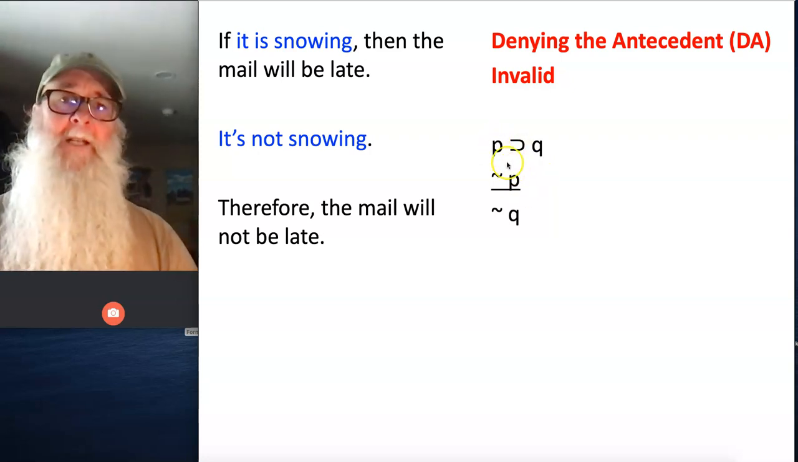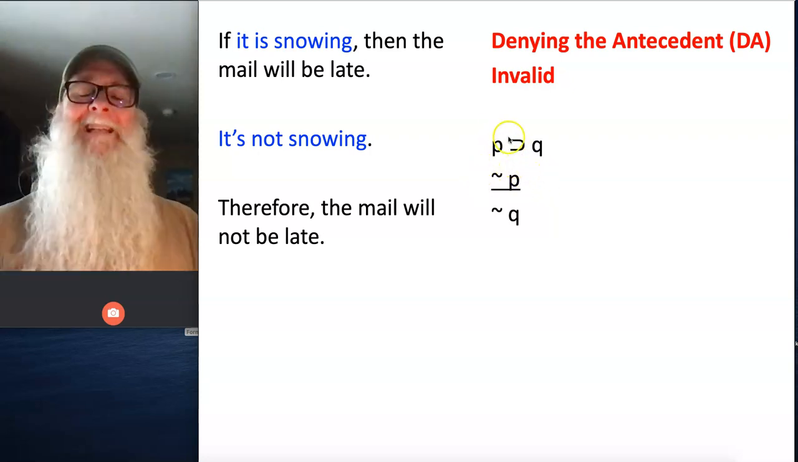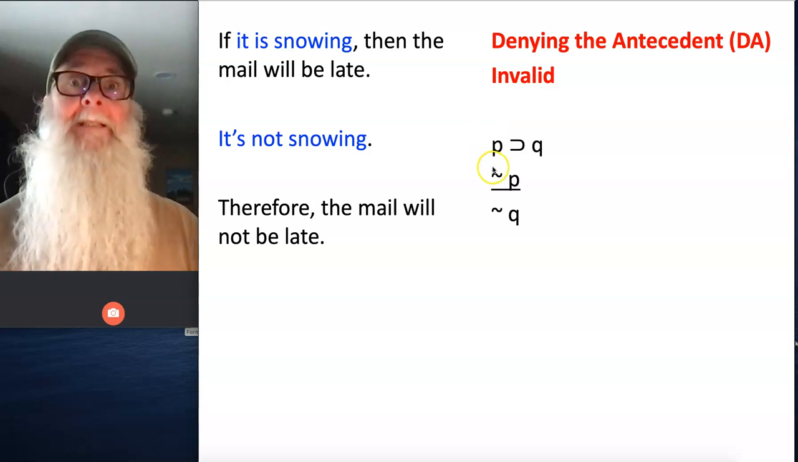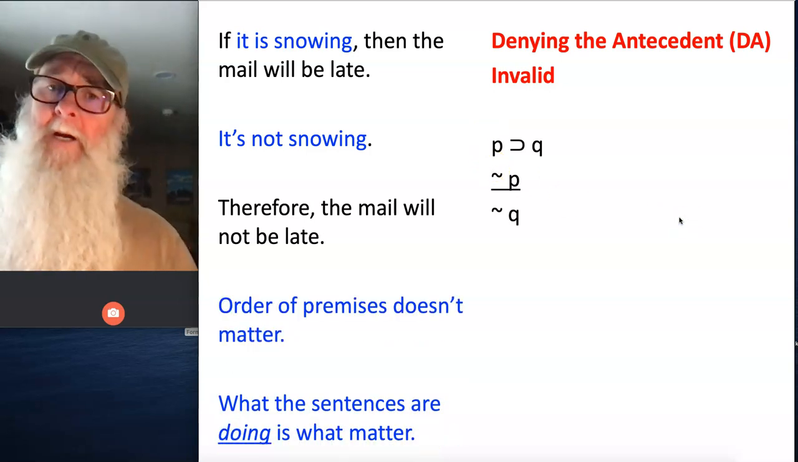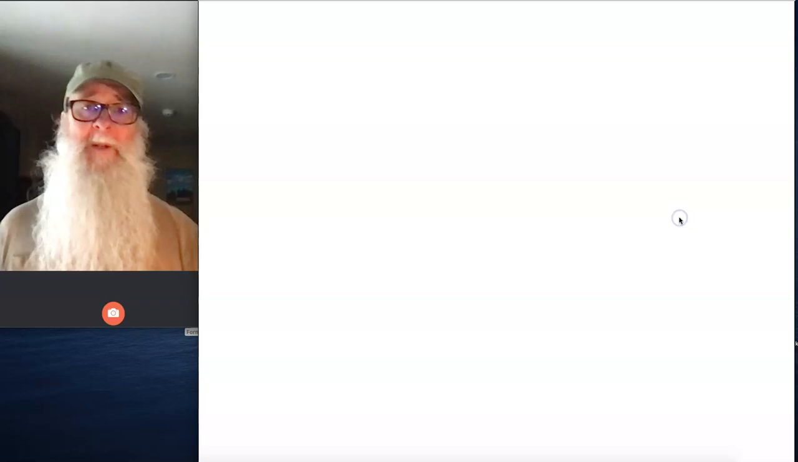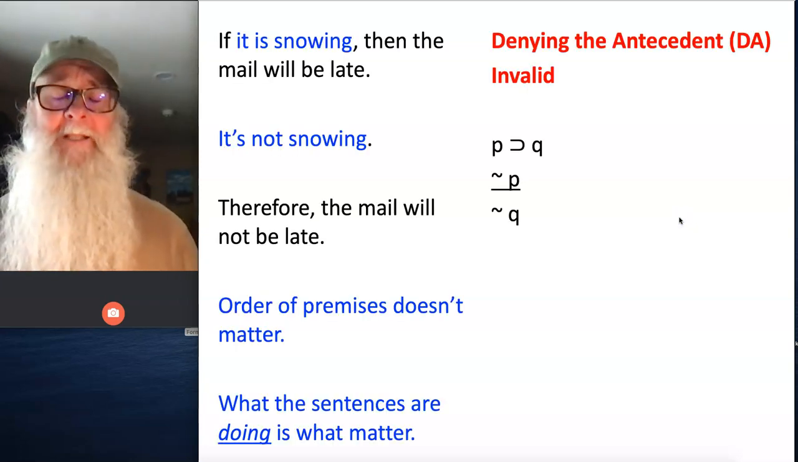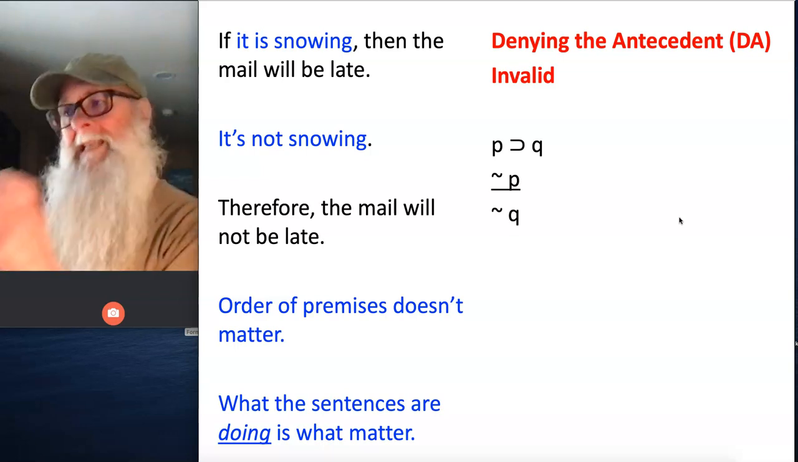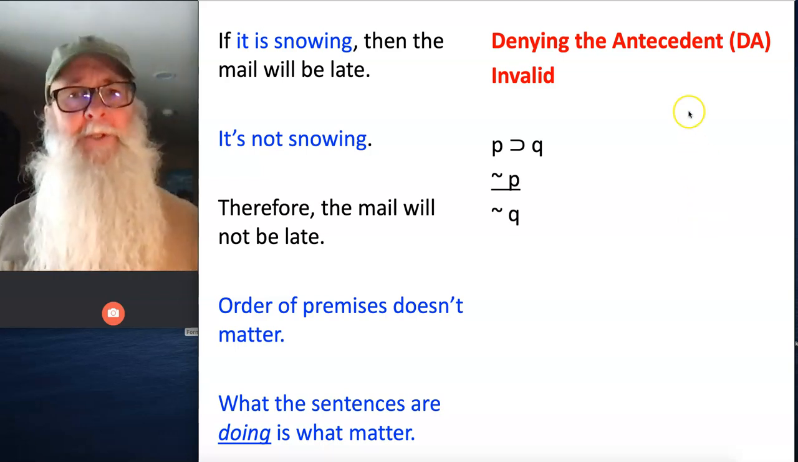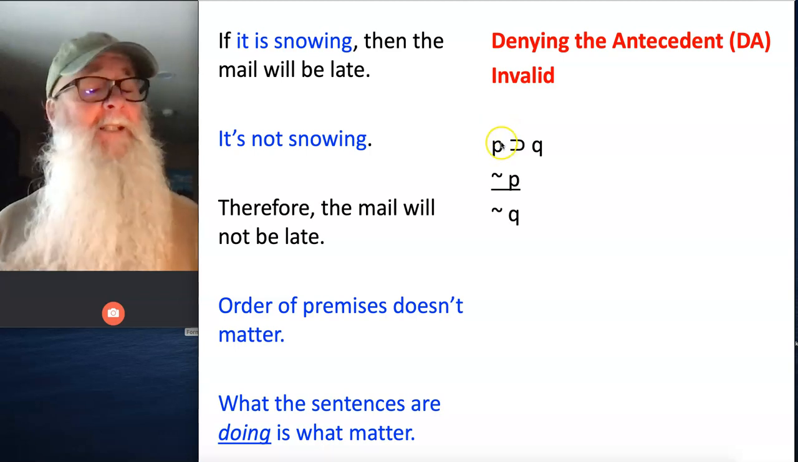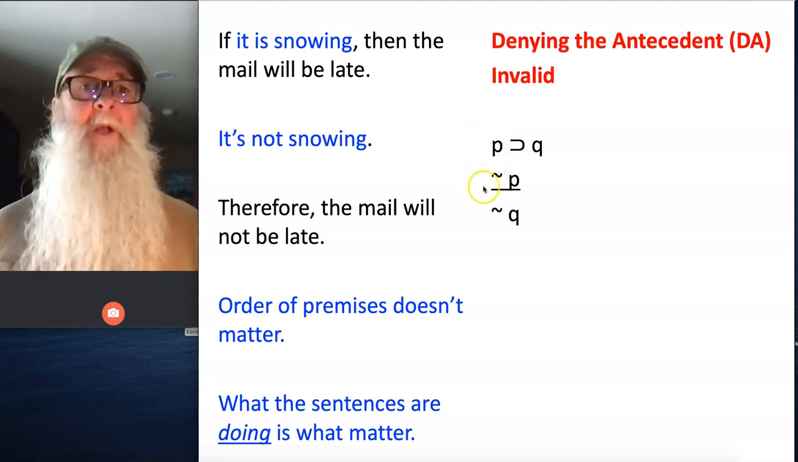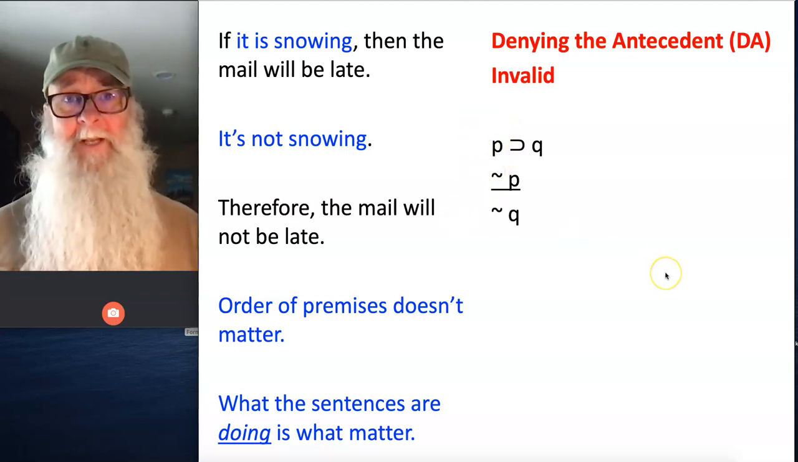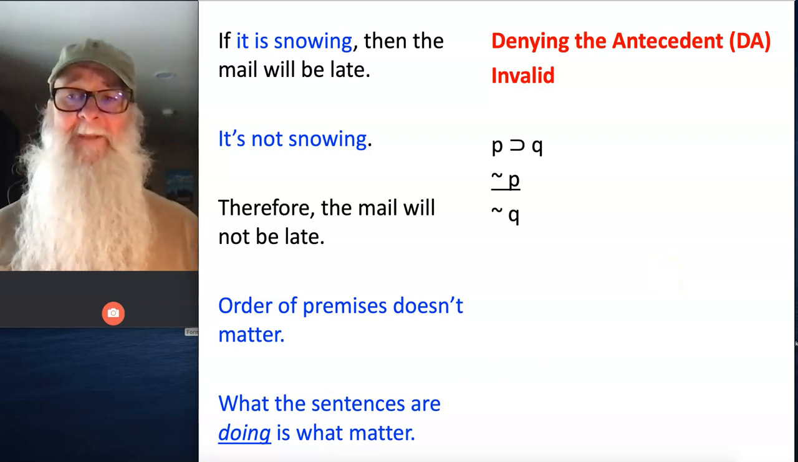So any argument that takes this form where one of the premises denies the antecedent is a DA, and it's invalid, and like our other argument forms, it doesn't matter what the order of the premises is. What matters is what's going on. If we negate or deny the truth of the antecedent, the left side of the horseshoe in our other premise, we have a fallacious form of argument, denying the antecedent, and that argument is invalid.